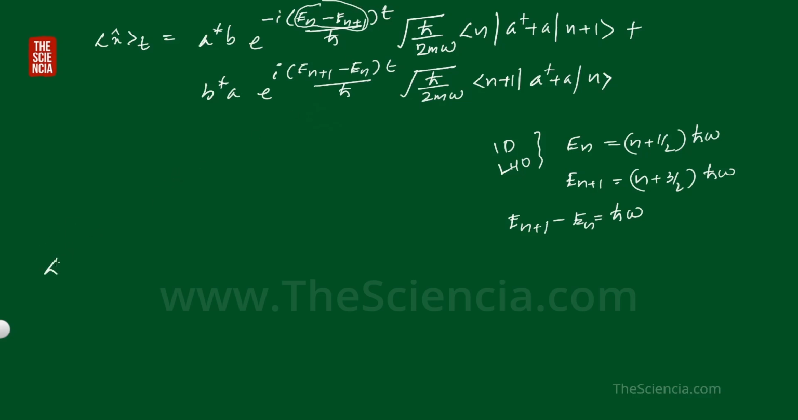That is, the expectation value of x at time t is equal to a* b e^(...), here there is a minus i, so I am taking that minus term inside, so I will get i into ħω by ħ, so only ωt, and root of ħ by 2mω.